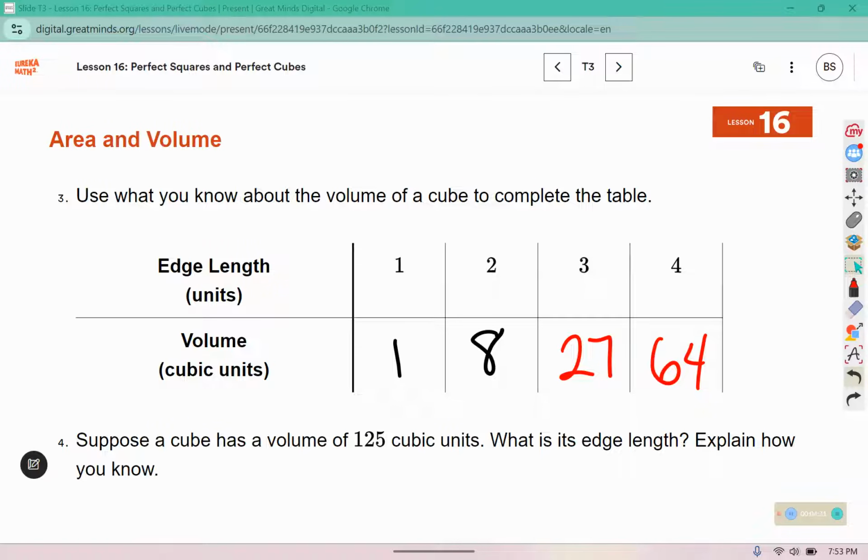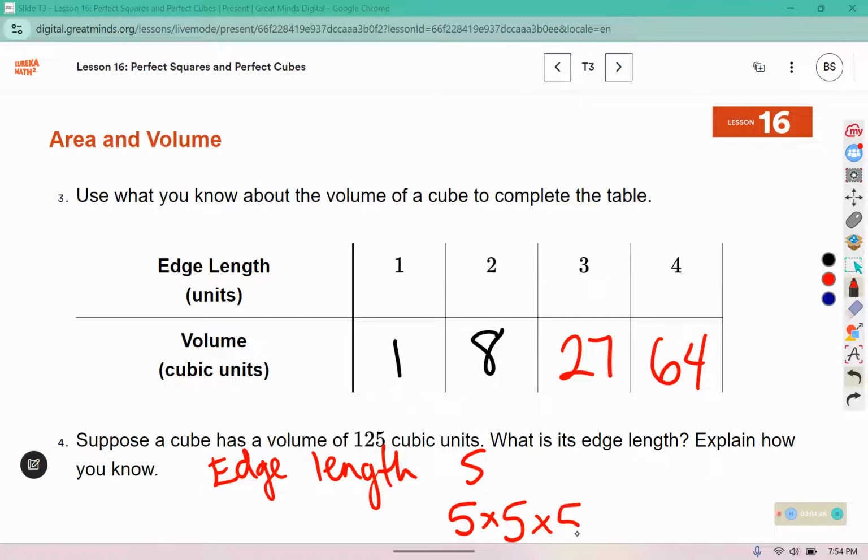4. Suppose a cube has a volume of 125 cubic units. What is the edge length? And explain how you know. The edge length would be 5, because 5 times 5 is 25, and if we multiply by another 5, that gives us 125.